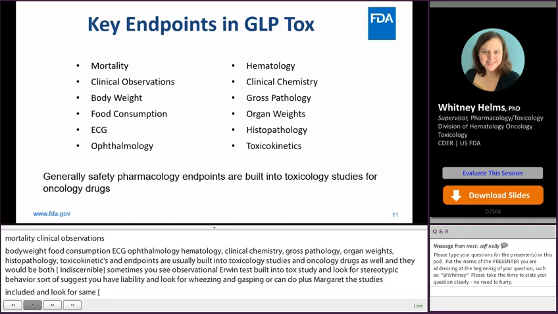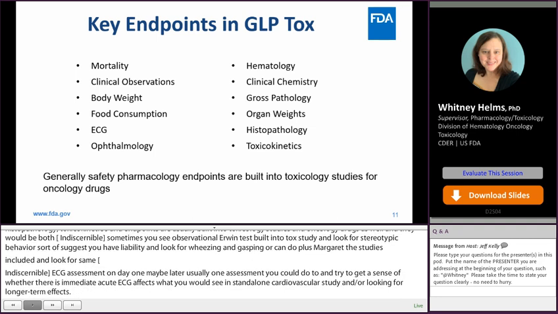Cardiovascular endpoints are also assessed in an in vitro hERG assay. So that safety pharmacology study is something that wouldn't be built into a GLP tox study, but is often included as well in a non-clinical package for an oncology drug.